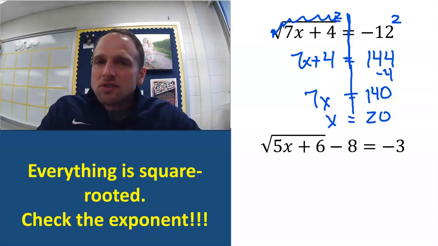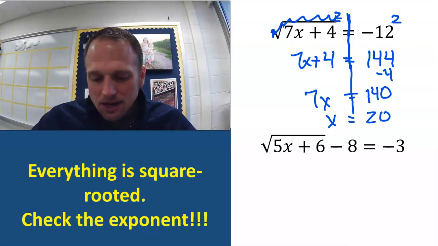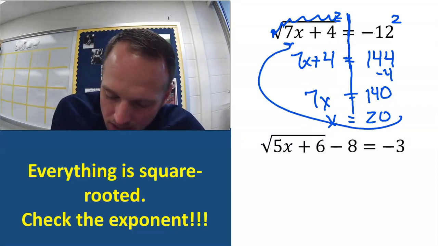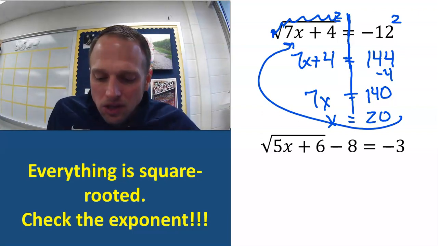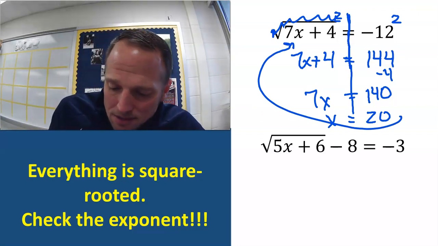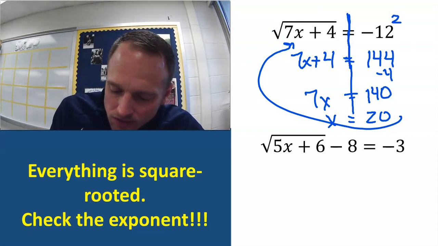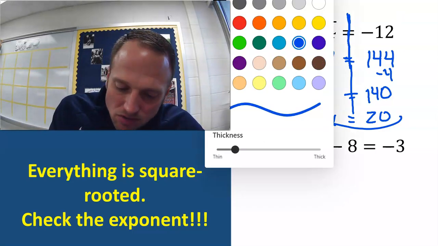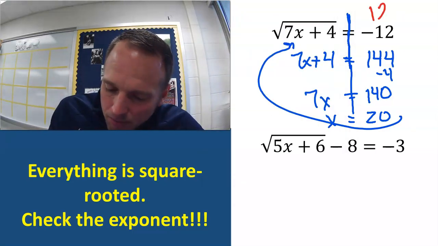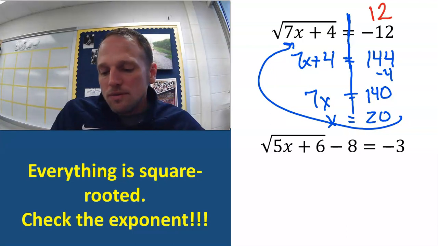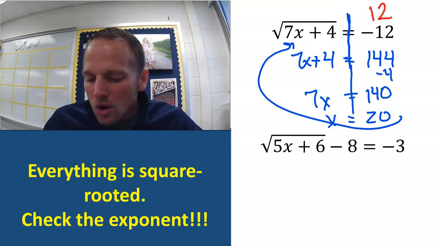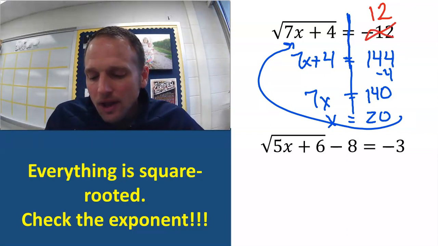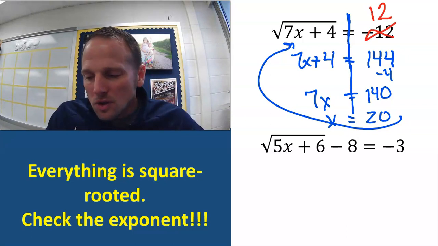Now let's just for fun go ahead and check this out. So let's put 20 back in for x. Let's substitute that in right there. And using my calculator, the square root of 7 times 20 plus 4 is going to give me an answer of a positive 12. Positive 12. So what does that mean? That's definitely not negative 12, because remember, anytime we have a square root, it's going to be a positive.